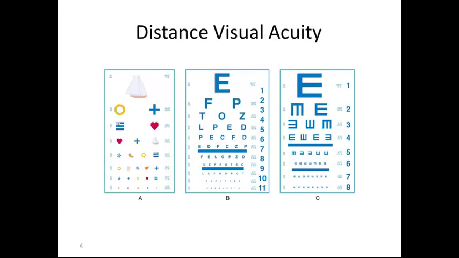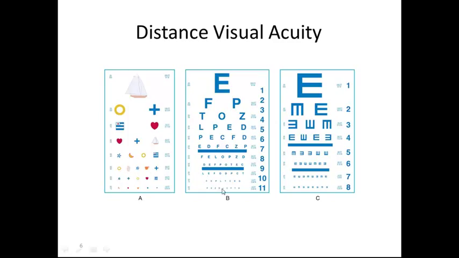So here are the different distance visual acuity charts. Sometimes we use the chart with symbols for children who might not know the alphabet yet or are not quite 100% on their reading skills. So we will have them read what pictures they see.